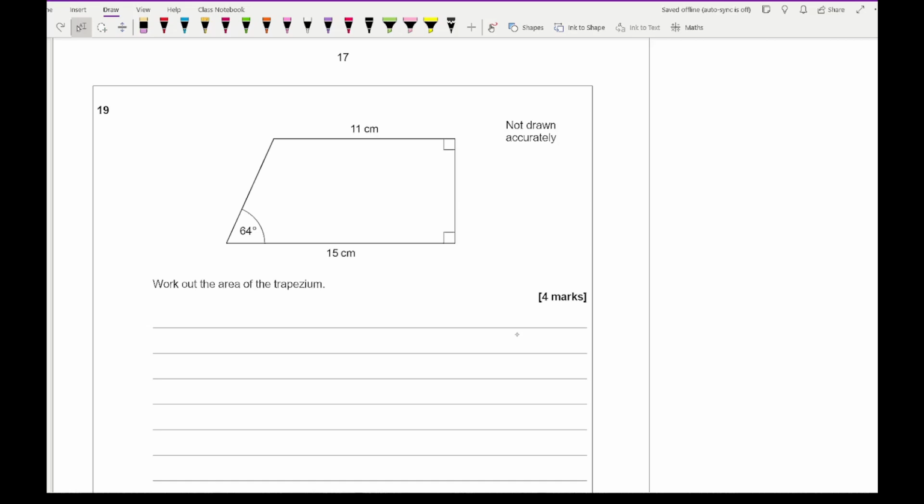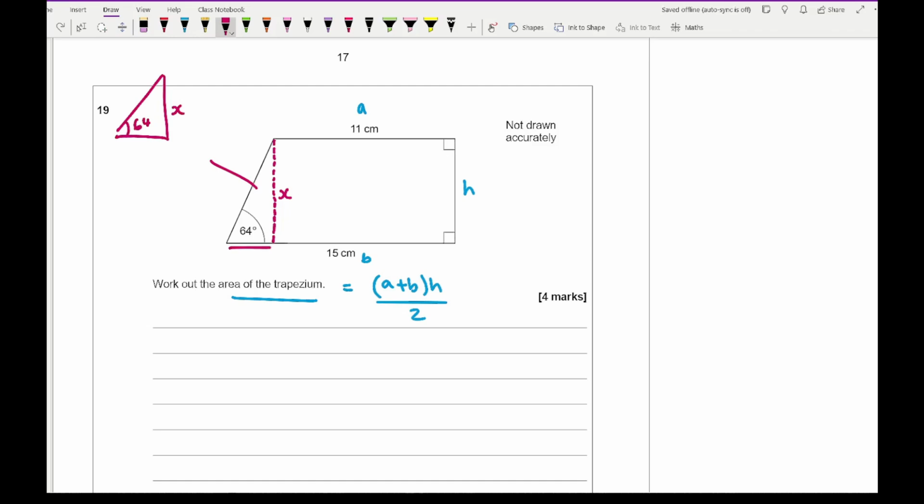Now to work out the area of a trapezium, the formula is a plus b all multiplied by h divided by 2. So labeling this up, we've got a and b are our two parallel sides. I don't know what h is, so I need to work that out first. Now, if I draw this line here, which is also the height, I'm just going to call that x, and I take this triangle out. Now, this is what I'm wanting to know. I know this is 64, and this length here is going to be the difference between these two numbers, which is 4. So then from this, I can use trig to work out what that is.